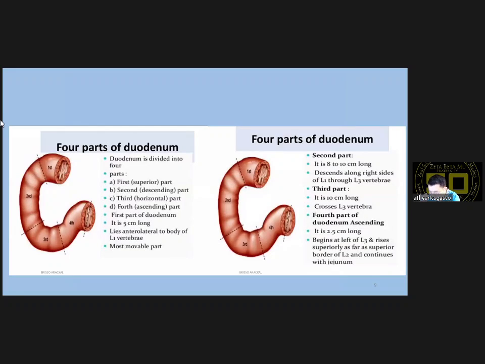No, I didn't write. I failed to write the relations of the duodenum. It's in your book anyway. Anyway, the first part is related to the quadrate lobe anteriorly of the liver. Posteriorly, it's related to the lesser sac and the gastroduodenal artery.